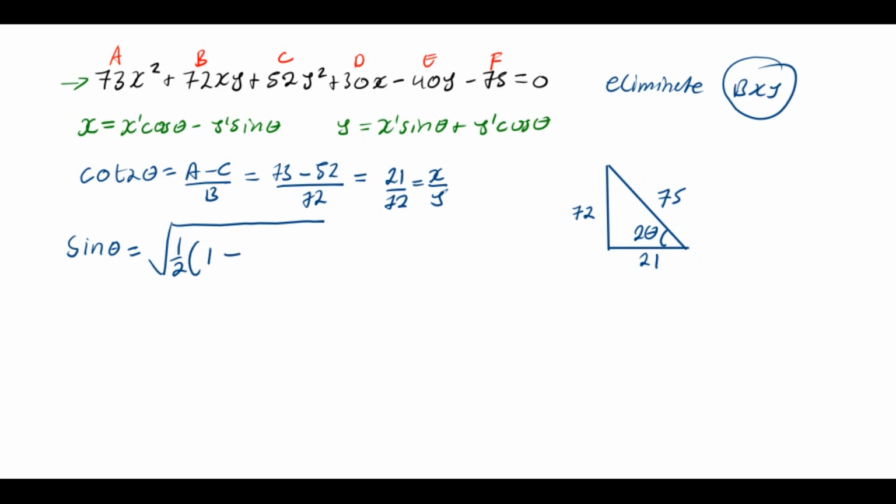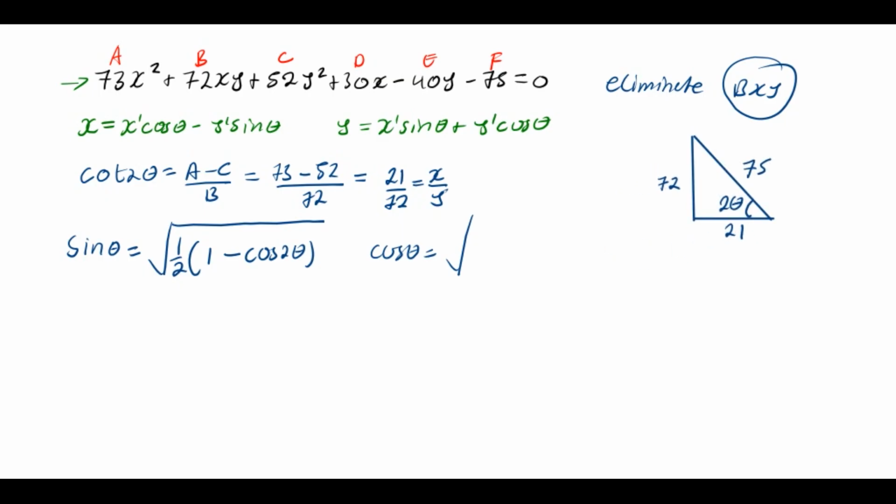We'll say 1 minus cos 2 theta. Then for cos theta, it will be equal to, try to move this here. So cos theta would be the square root of 1 over 2 times 1 plus cos 2 theta, like that. This is why I wanted to work out that triangle, because cos 2 theta, cos is equal to adjacent over hypotenuse, meaning it is 21 over 75. So just come back here and start doing the substitution.